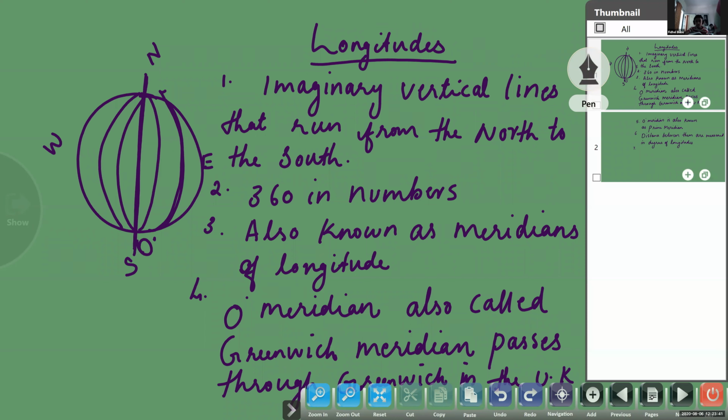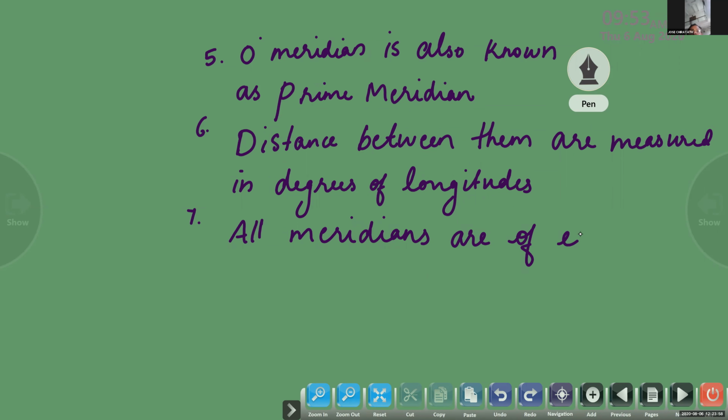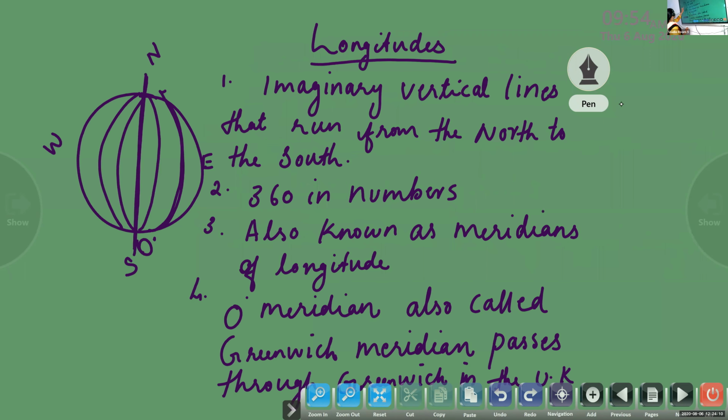Clear? Yes, ma'am. Okay. Then all meridians are of equal length. See the picture? All meridians are of equal length from north to south pole. Length is equal, right? Yes, ma'am. Clear. This is the length.